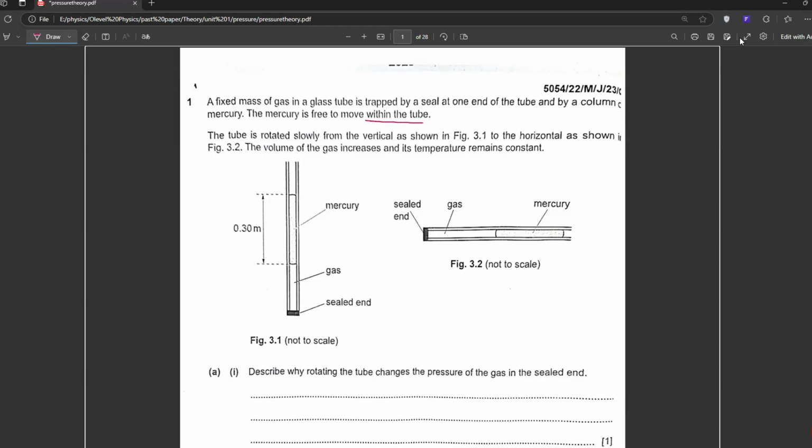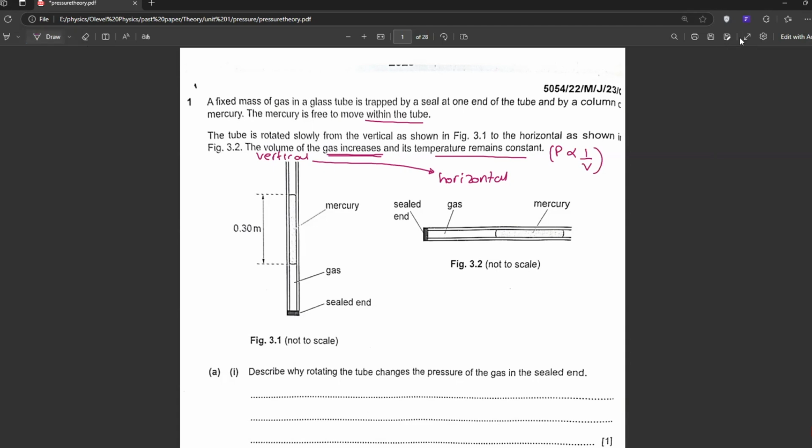The mercury is free to move within the tube. The tube is rotated slowly from the vertical, as shown in figure 3.1, to the horizontal, as shown in figure 3.2. So this is the vertical position and this is the horizontal position. As the tube is getting rotated from vertical to horizontal, the volume of the gas increases and the temperature remains constant. Whenever the temperature is remaining constant, always remember Boyle's law gets applied.